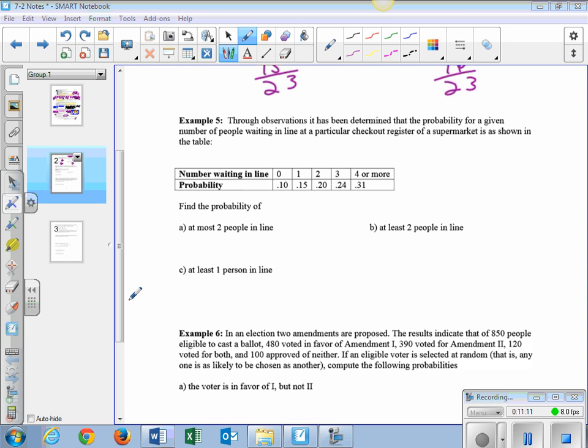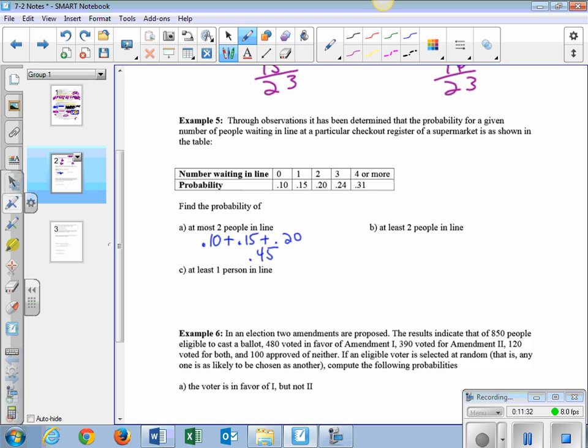So I'm going to look at this. I'm going to add my probability of 0 people in line, which is 0.1, the probability of 1 person in line, and the probability of 2 people in line. So the probabilities are already given to us, so we can just go ahead and add those together. 0.45. What's the probability at least 2 people in line?